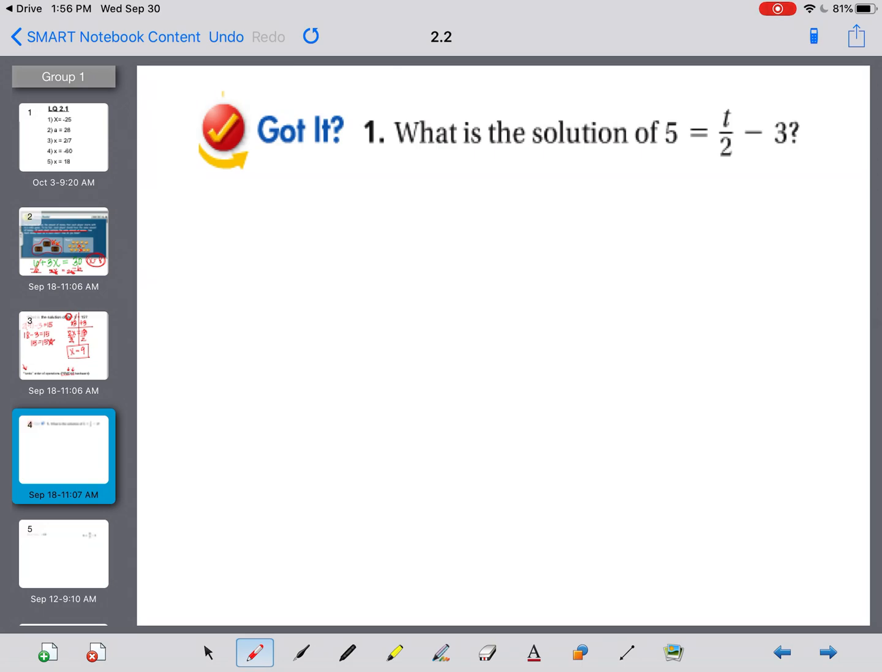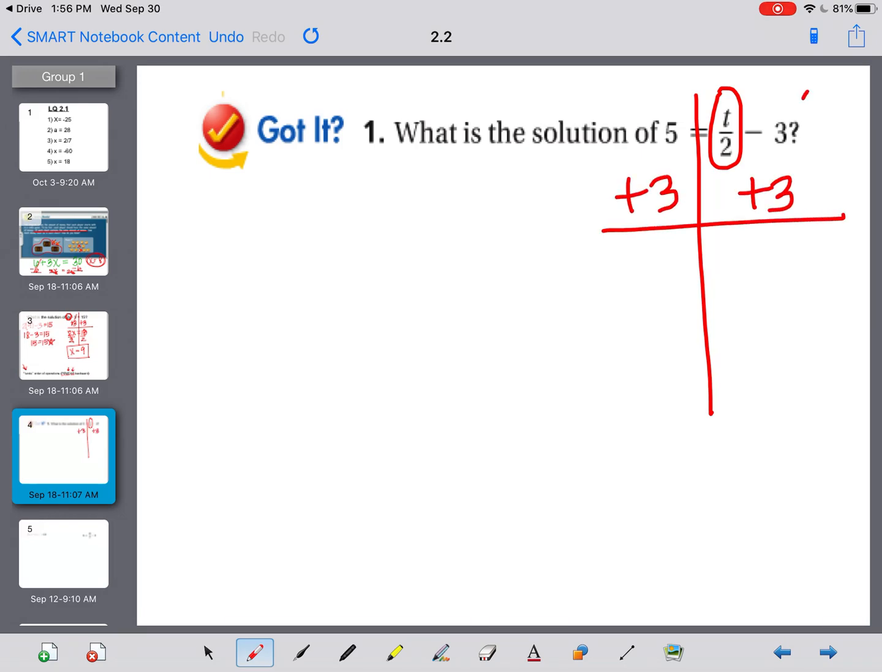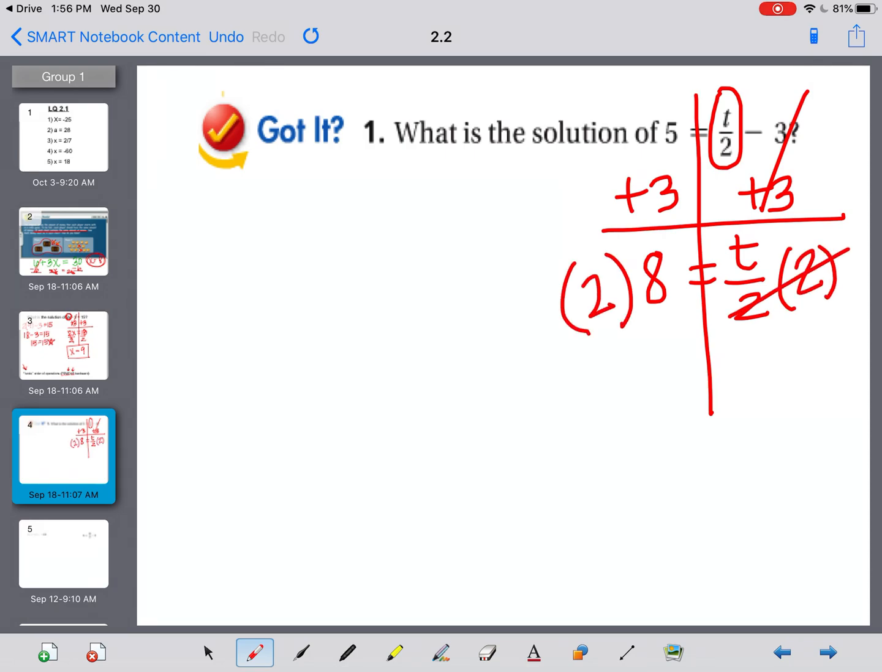Okay, using those same rules, what is the solution of 5 equals t divided by 2 minus 3? If we're thinking couple and third wheel, that's our couple. To get rid of this third wheel, or this minus 3, we're going to add 3. So then I will have 8 equals t divided by 2. To separate the couple, I have to do the opposite, which is multiplying. So I'm going to multiply by 2, multiply by 2. These will cancel each other out, and I will find out that t is equal to 16.